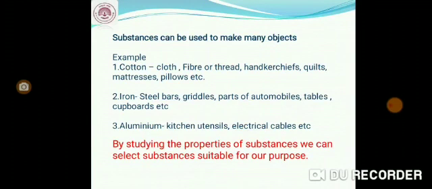Okay, the second example is iron: steel bars, griddles or tawas that you use at home. Okay, flat pans or tawas. Parts of automobiles, automobiles meaning vehicles. Okay, tables, cupboards, etc. Third example, aluminium: kitchen utensils, electric cables, etc. So these three substances, cotton, iron and aluminium, can be used to make different objects. By studying the properties of substances, we can select substances suitable for our purpose.